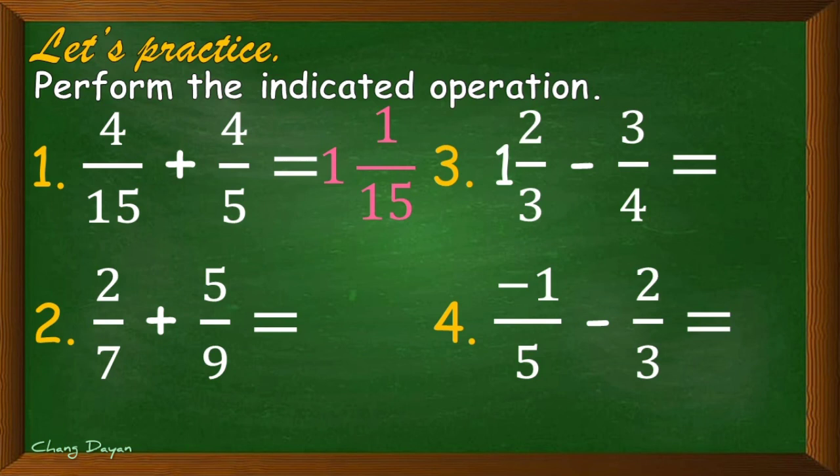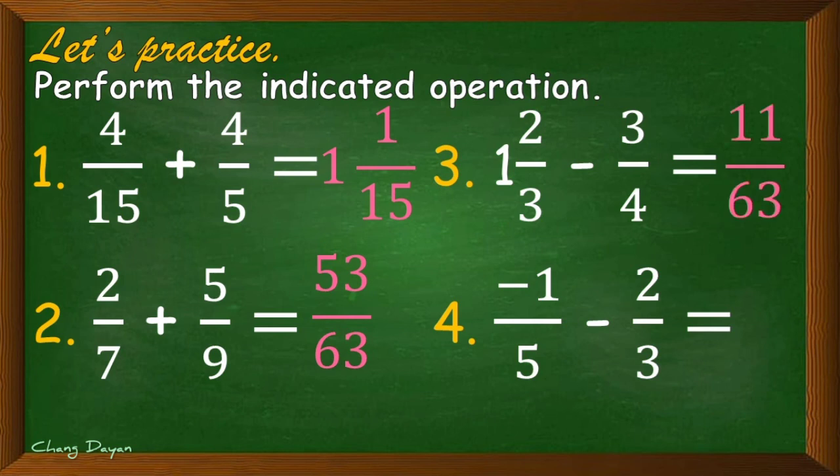Number 2, the answer is 53 over 63. Number 3, the answer is 11 over 63. Number 4, the answer is negative 13 over 15.